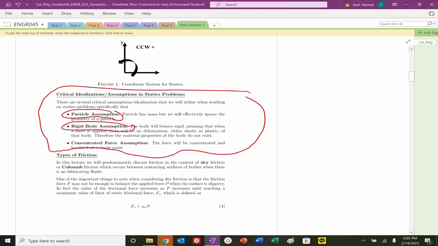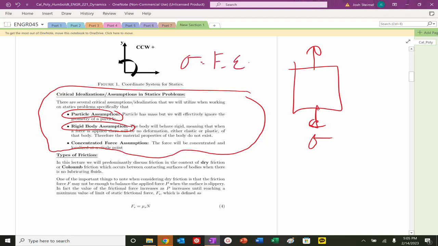Second, rigid body, which is very important. If you're a material scientist, you know that when I apply a force, or effectively a stress, there's going to be some strain in the system, so there's going to be deformation of the material. But in statics, we are going to assume that our body is rigid. So there's no deformation whatsoever, either elastic or plastic, of that body. It is completely rigid. Otherwise this system breaks down. So that's another critical assumption that we are going to make.